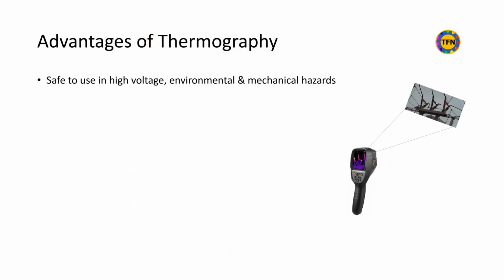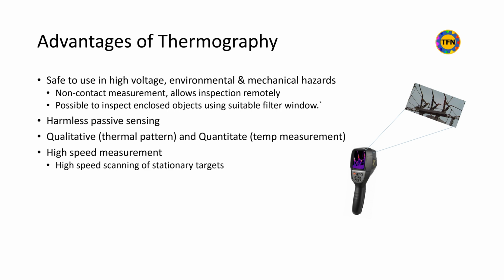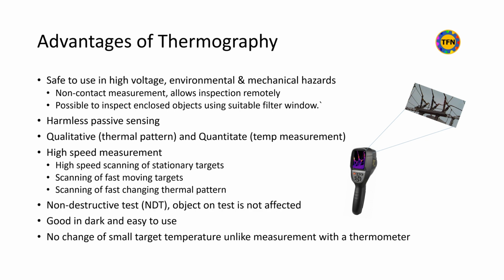Let us see some of the advantages of thermography. Thermography is a passive remote sensing technology, which makes it safe to use in electrical, mechanical, and environmental hazards. Thermal pattern is qualitative and temperature measurement makes it quantitative. It can capture fast-moving targets and fast-changing thermal patterns with temperature measurement in real time. Another advantage is non-destructive testing, NDT, as it doesn't affect the target at all, unlike many tests that require destruction of samples or at least some changes.